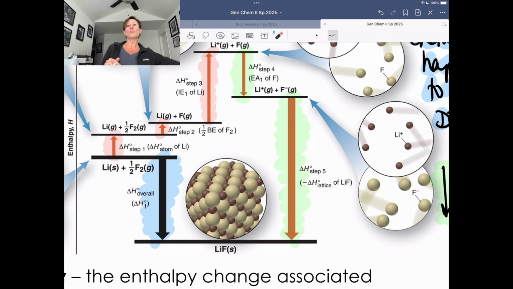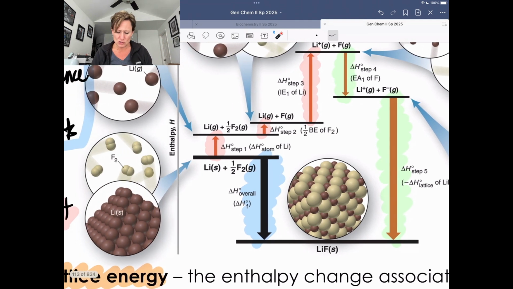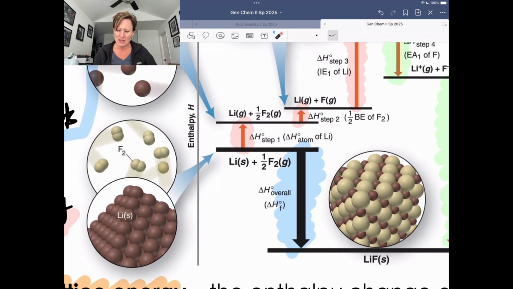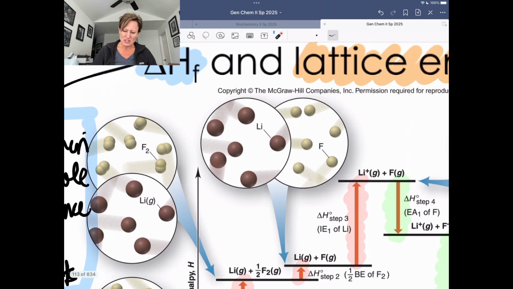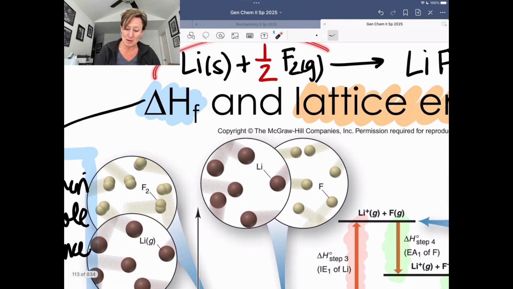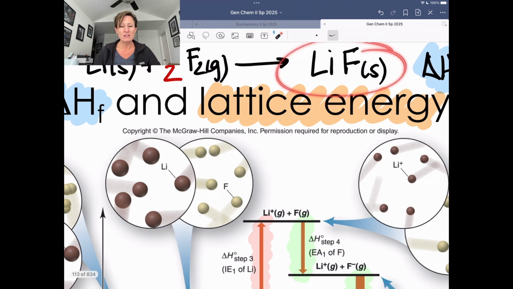A lot of this we learned in Learning Unit 1. They're names of things that we already talked about. So we've got pictures to go along with what we're talking about. We're going to start right here. If we want to build lithium fluoride, we have to take lithium metal and fluorine gas. Now, what has to happen for those two to end up as crystalline lithium fluoride?